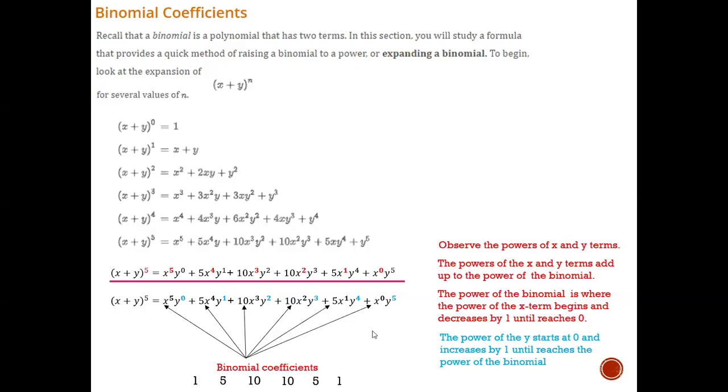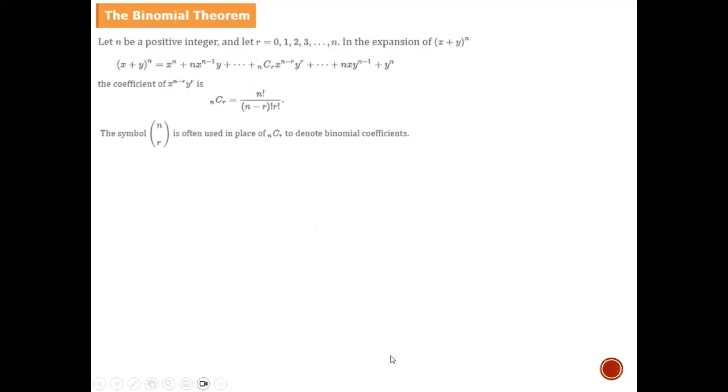So we're going to be looking at, where do these come from? Where do we get these binomial coefficients, or the numbers in front of all these terms? For when the n is 4, the numbers in front are 1, 4, 6, 4, and 1. So there's a pattern there. Let's look at where we get those binomial coefficients.